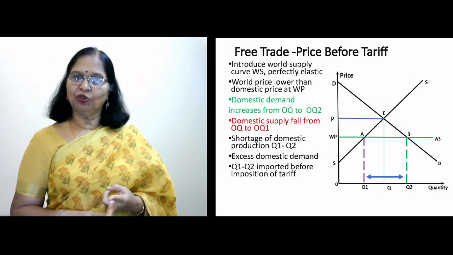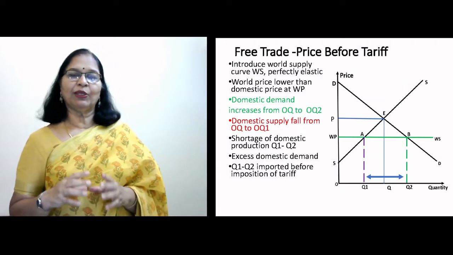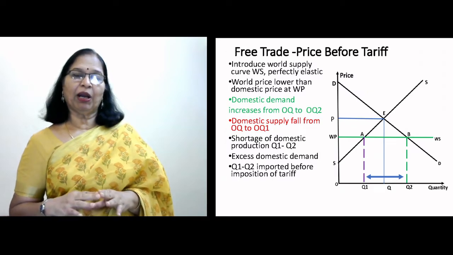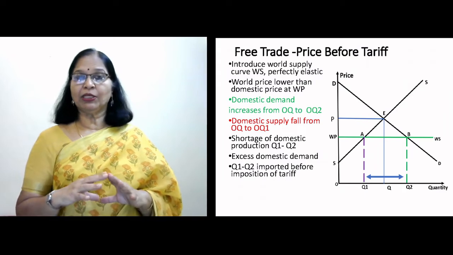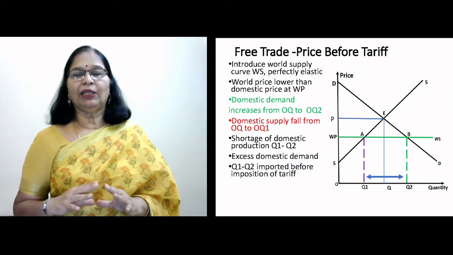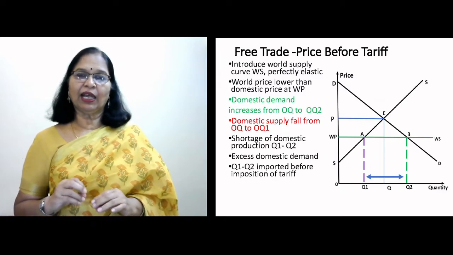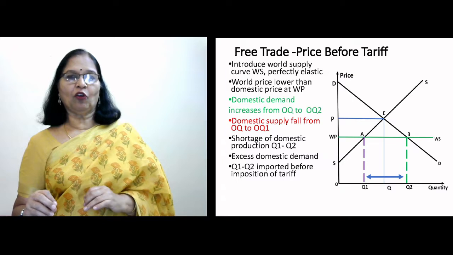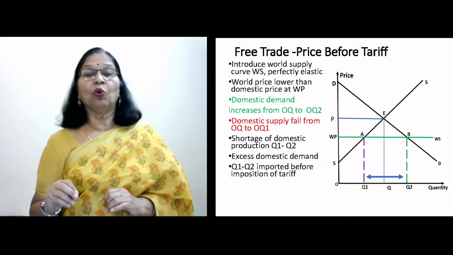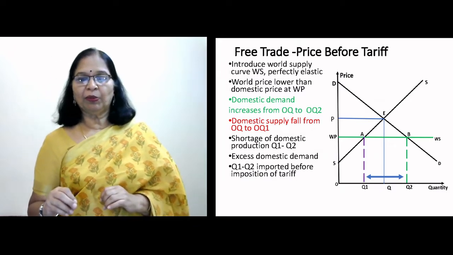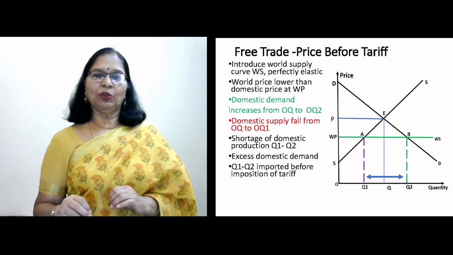What should happen to the consumer? The consumer definitely finds that the WP, or the world price at which the commodity is being sold in the market, is much lower than the price in the domestic economy. The domestic price was OP and the world price is WP. At this stage, consumers, operating with the law of demand, will demand more of the commodity at OQ2. So consumers will demand more, from OQ to OQ2, at the lower price OWP.